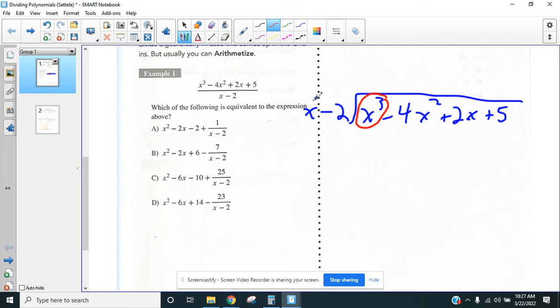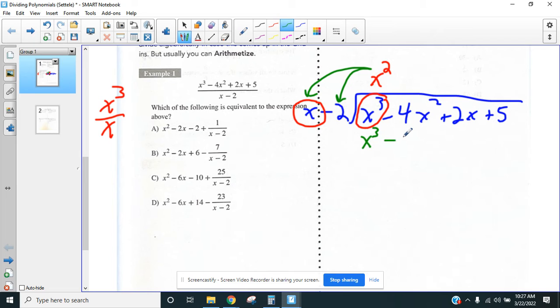This divided by that. Then you write your answer up here, which in this case is what? What's x cubed divided by x? What do you do when you divide? What do you do with the exponents? Subtract them. Right? Next step is this. And we write that down here. Don't forget we're subtracting that. So in this case, we'll be subtracting a negative.